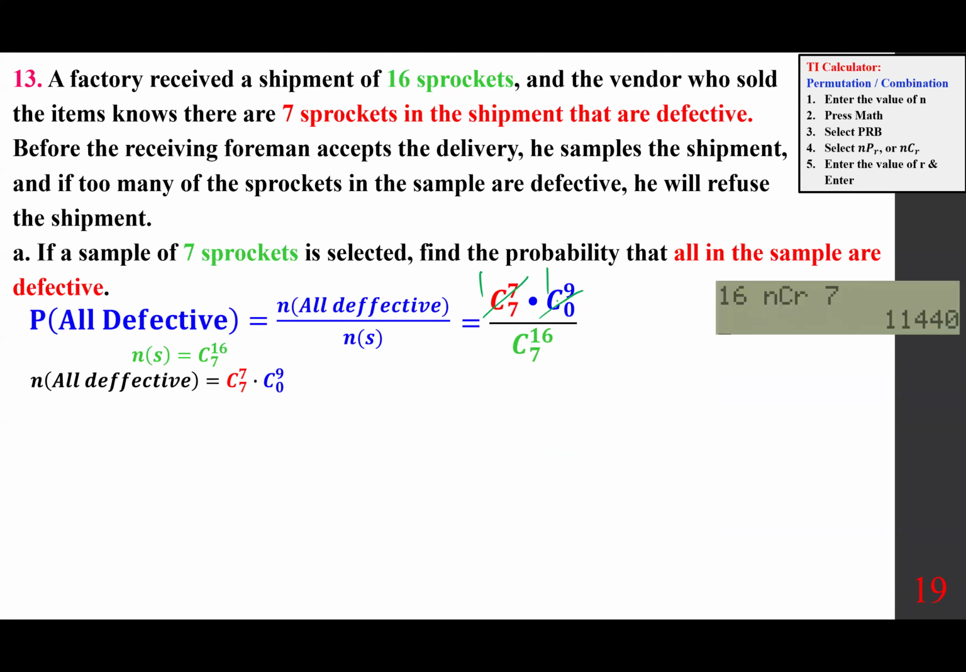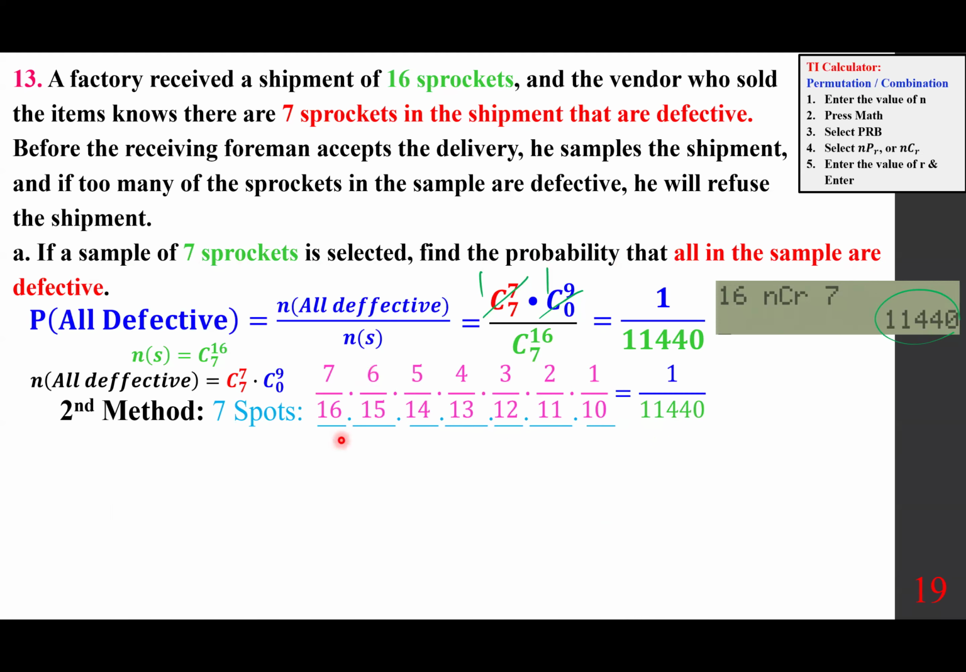So you put the denominator into a calculator, 11,440. That is your denominator. The numerator is 1. That's an exact answer. And you're done. Here's the second method. There are 7 spots. If a sample of 7 is selected, find the probability that all in the sample are defective. And by the way, this is obviously without replacement. The very first spot would be 7 out of 16. Then it goes down, 16 goes to 15, and out of 7, there are 6 left. So this is 7 out of 16, 6 out of 15, 5 over 14, and all the way to the end. That gives you the same answer.